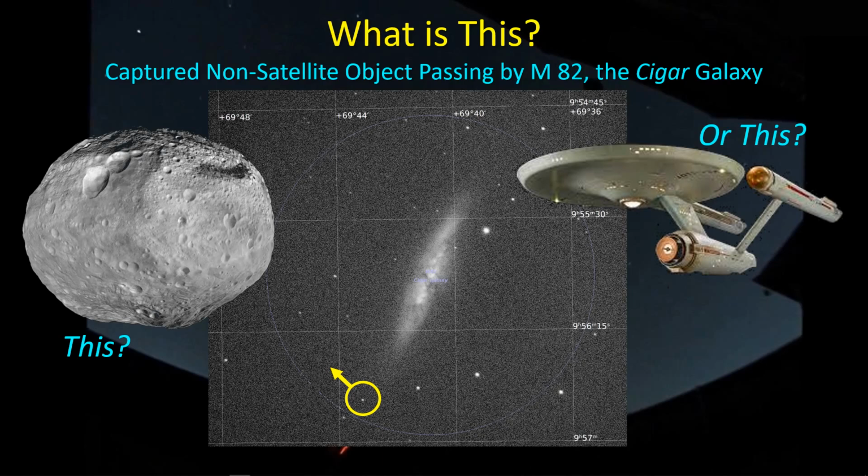Hey guys, welcome back. Well, a funny thing happened on the way to the garbage bin with all of my out of focus images I've been taking lately with my SCT. I actually found an object traversing the image of M82, and I wanted to show it to you and see if you could help me figure out what it is.